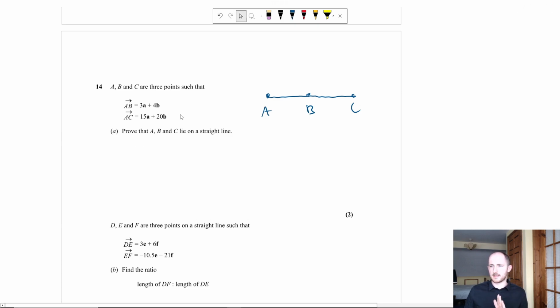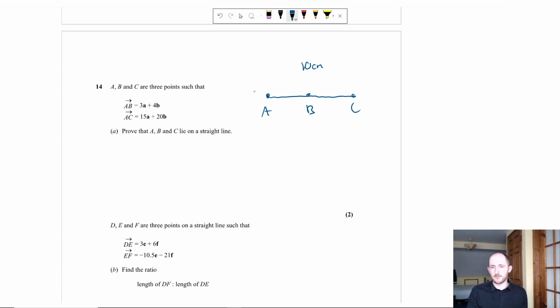So we have this length. Then AB is some fraction of AC, right? If it was just a normal straight line, let's say the whole thing was 10 centimeters long, then you would say that AB is some fraction of 10 centimeters, and you'd be 100% correct in saying that. Same thing with vectors, okay? So if I can write this vector in terms of this vector, then they must lie on a straight line, because all they are is a stretch of one another.